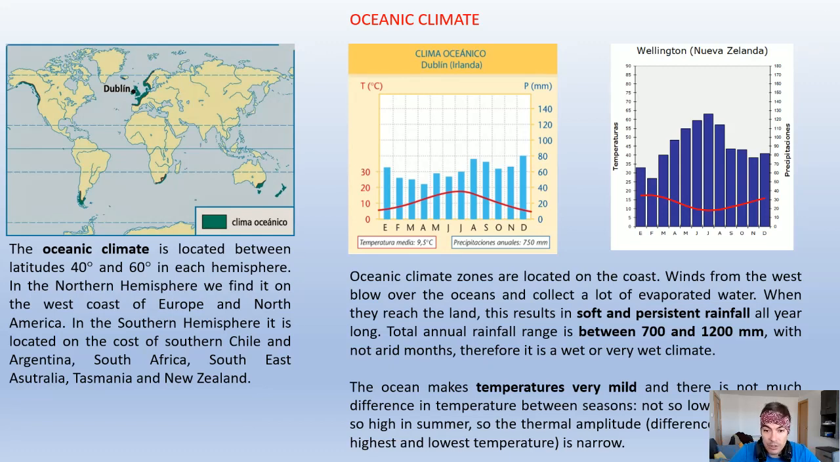For example, we are going to see what is the thermal amplitude in these climate graphs. The highest temperature in Dublin is in July, as I can see here, and it is around 18 degrees centigrade. And the lowest is in January and December, which is around 6 degrees centigrade. So we have it 18 and 6. So the thermal amplitude is 12, the difference between the lowest and the highest. 18, 6, the difference is 12, okay?